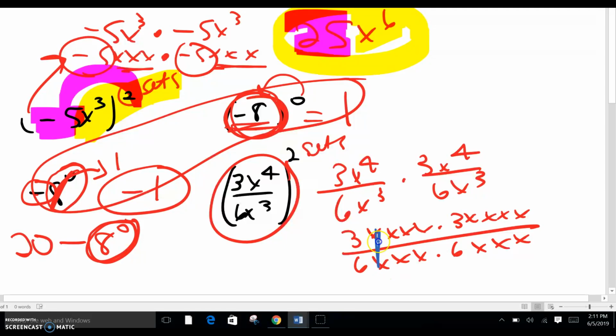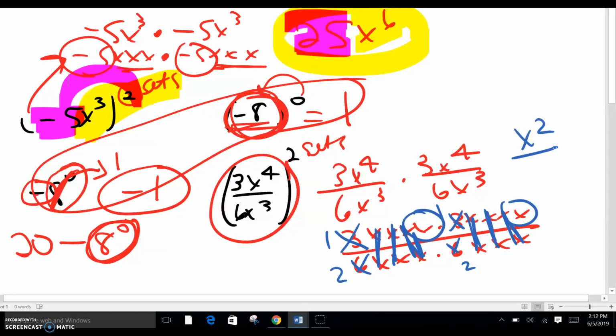All right, so these x's would cancel or reduce. These x's would cancel and reduce. 3 goes into itself once. 3 goes in there twice. 3 goes in there once. 3 goes in there twice. All right, so it looks like I end up with an x times an x, which is x squared. And then it looks like I end up with a 2 times a 2, which is a 4. Now, there is another way to get that answer.